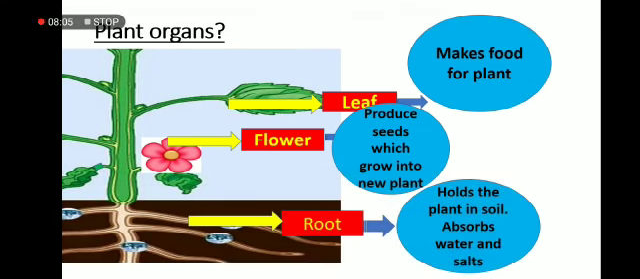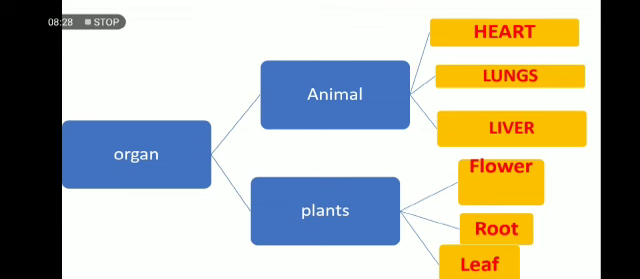Now let's summarize today's topic. What we have done today, we discussed organs. An organ is a group of tissues which work together. They are further classified into animal and plant organs. In animals, we have discussed the heart, lungs, and the liver. These are the internal organs. In plants, we have discussed the flower, root, and the leaf.